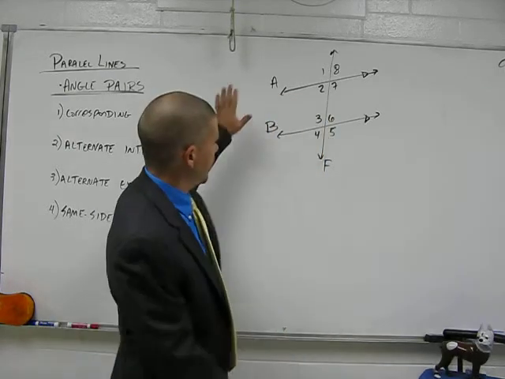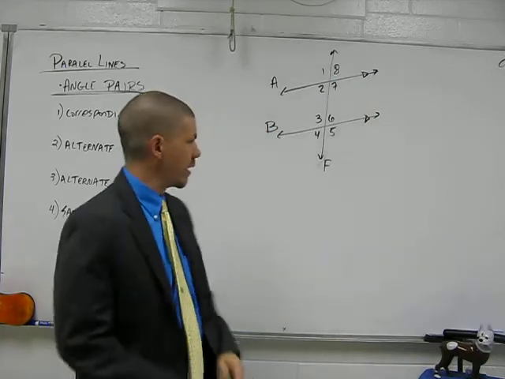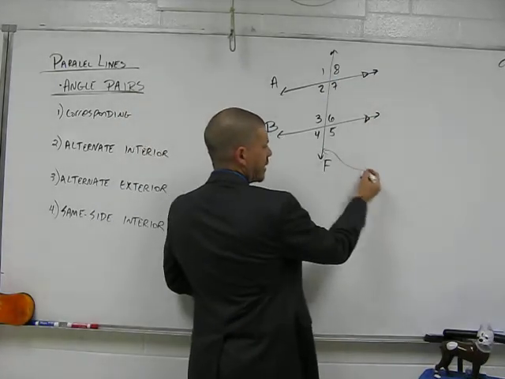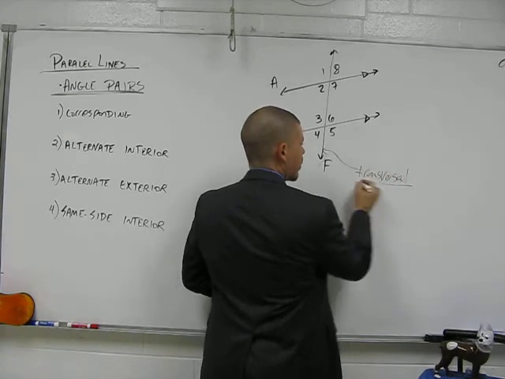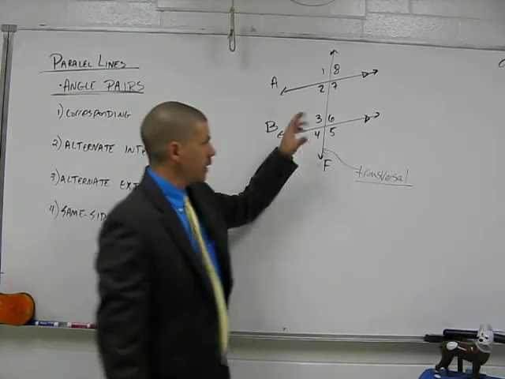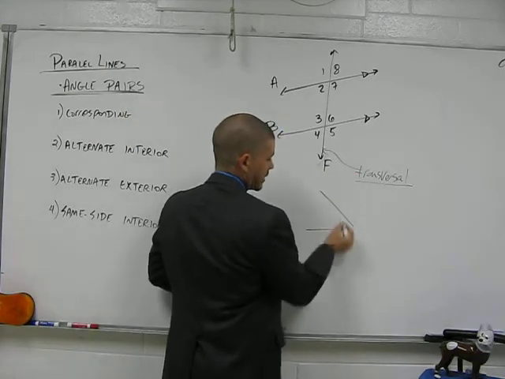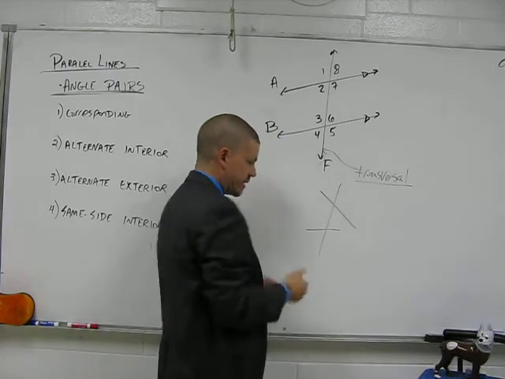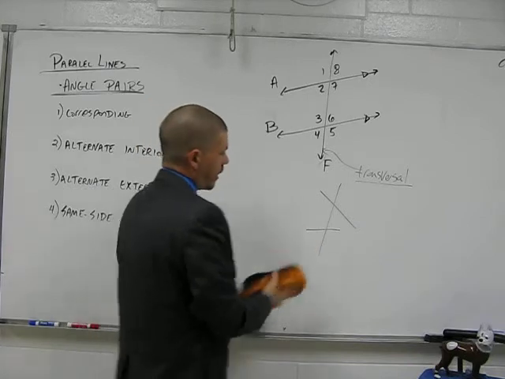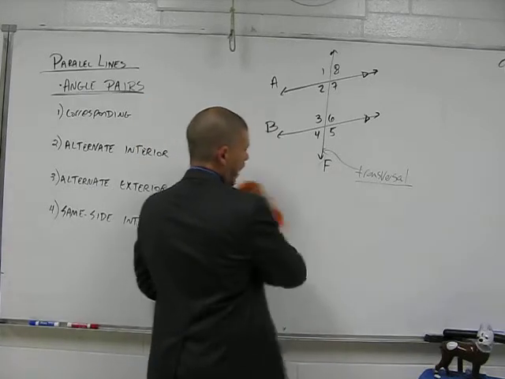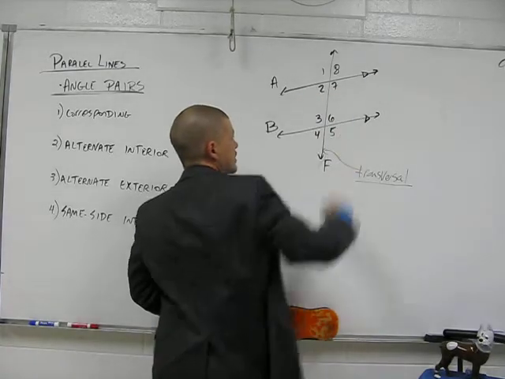So what we have over here is I've drawn some lines. You know that these arrows right here mean that the lines are parallel. This line right here, since it's not a parallel line, is called the transversal. Now, you do not have to have parallel lines in order to have a transversal. They can cross like this, it doesn't matter. The transversal means it goes across, it cuts across. So the transversal cuts across the parallel lines in this case.